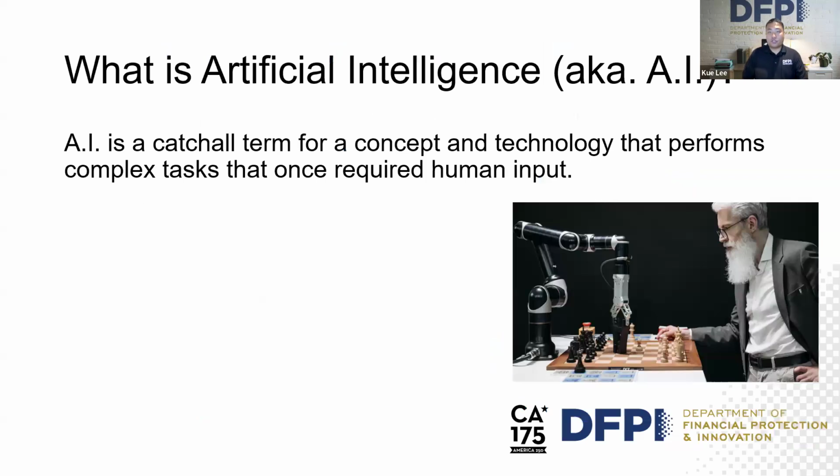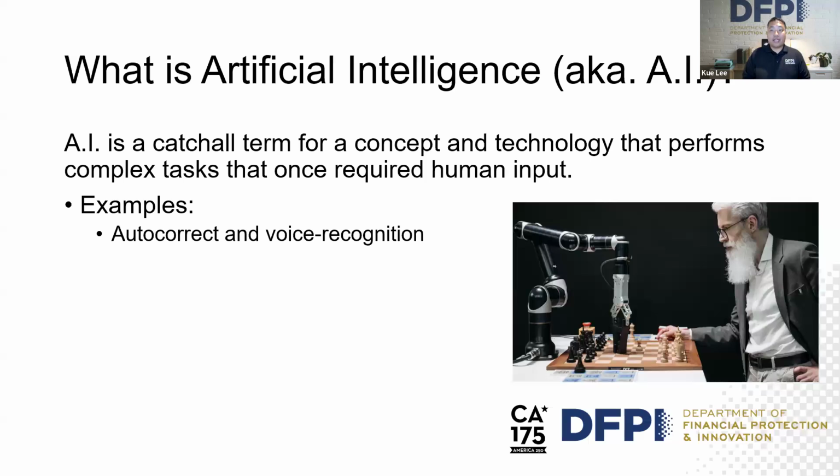Let's talk about artificial intelligence, also known as AI. I know it's kind of the big rage nowadays. AI is a catch-all term for a concept and technology that performs complex tasks that once required human input. Some examples include things like autocorrect and voice recognition, right? That was kind of the very early versions of artificial intelligence, or AI.